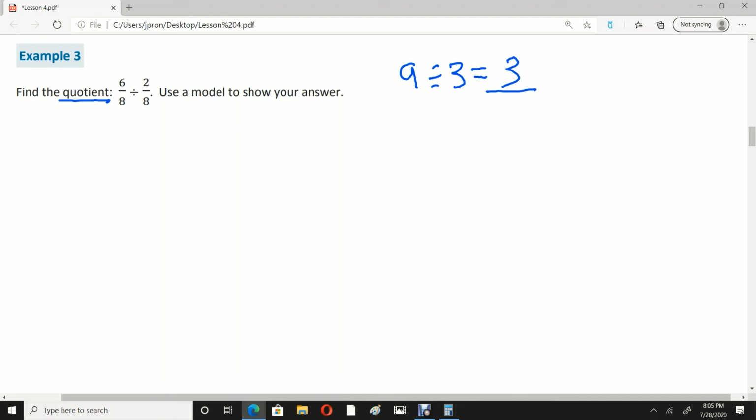Now, we did plenty of examples like this in the last lesson where we're dividing fractions that have common denominators. You can use that rule. You can work it however you need to work it. You should use a model. I'm going to give you 2-3 minutes. We're going to go ahead.